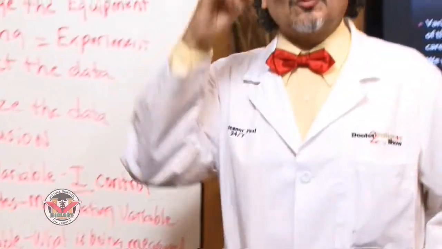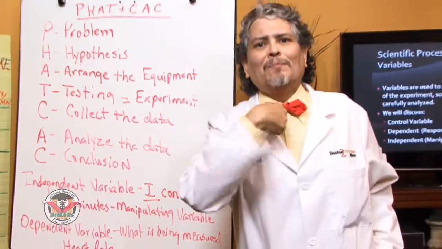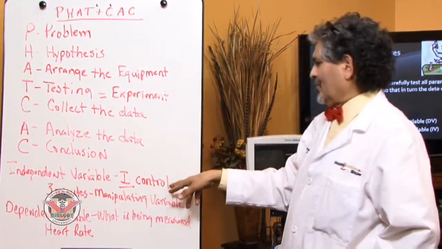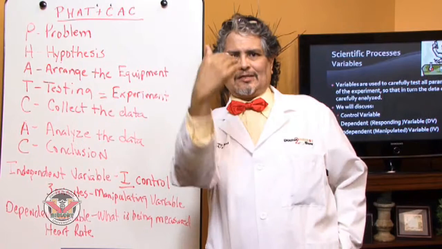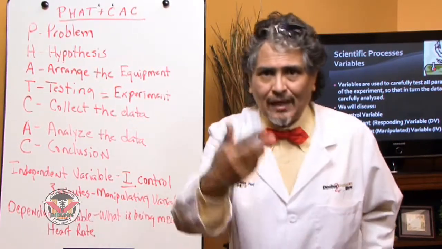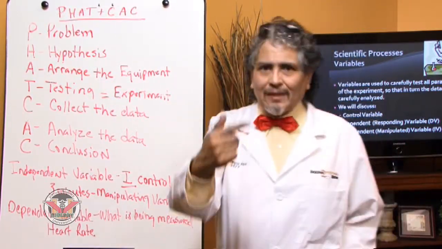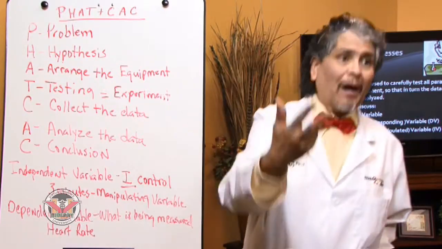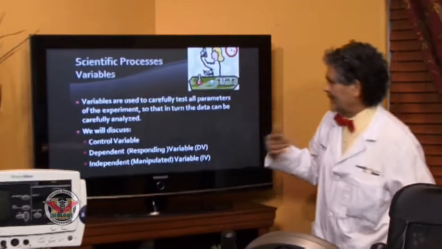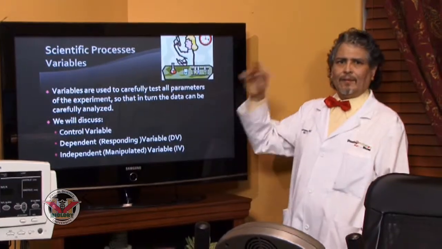Okay? And what I want you to notice here, independent starts with I. Hello, I, me. I can control what the independent variable is, which is also known as the manipulating variable. Okay, and when you have an independent variable happening, you're also going to have dependent variables that are going to be responding.